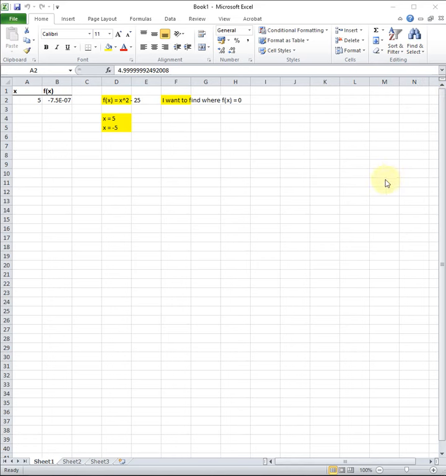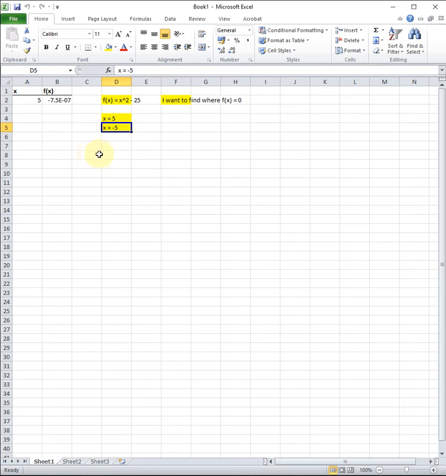In the previous video, we found a solution to our function x squared minus 25, and it happened to be x equals 5. So x equals 5 is a solution to this function. But we know from mathematics that that's not the only solution to this function. There happens to be another one. When x equals negative 5, I also get a solution.